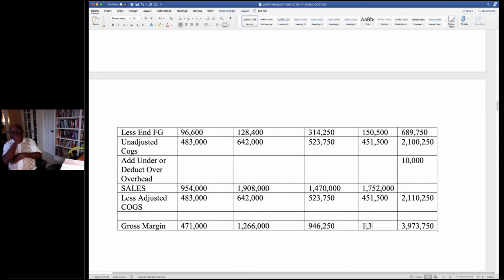So if you add those across, you'll be off $10,000 because of the over under apply. So you would be off. But that's what we wanted to do. We wanted to see how much we made on each book. So we had 4 books. We wanted to see how much we made on each book.